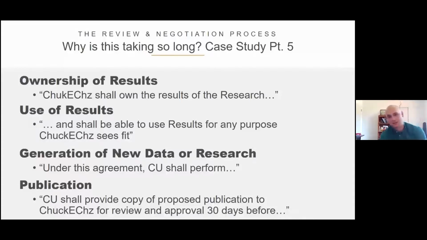Cheese Corporation has also included something resembling the scope of work by stating that CU shall perform... Again, just going for preliminary discussions here. Anything beyond that is not a deal.